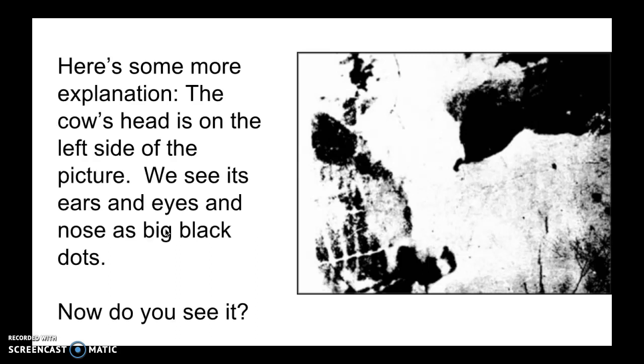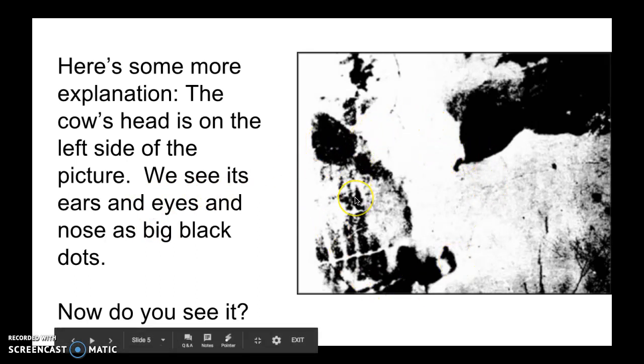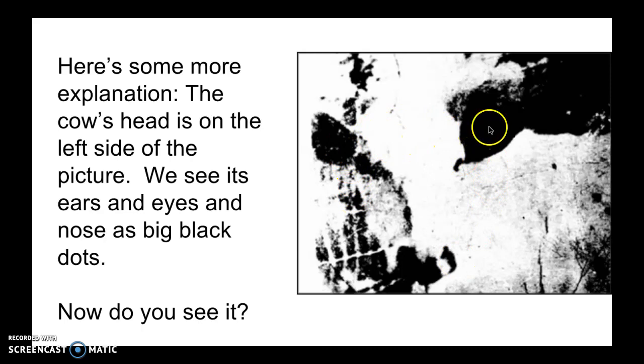Let me explain a little bit more. So the cow's head is on the left side of this picture. We see its ears, and its eyes, and its nose as these big black dots. Now do you see it? And did it make a difference when I explained it?